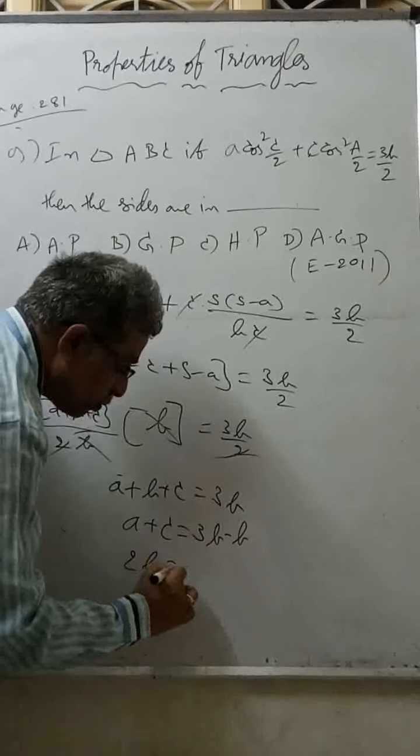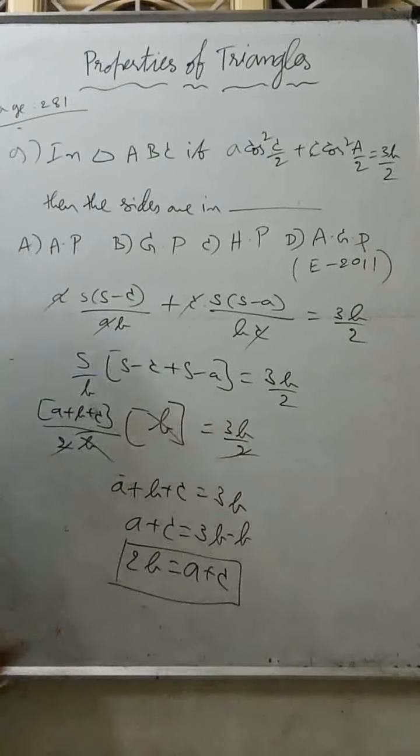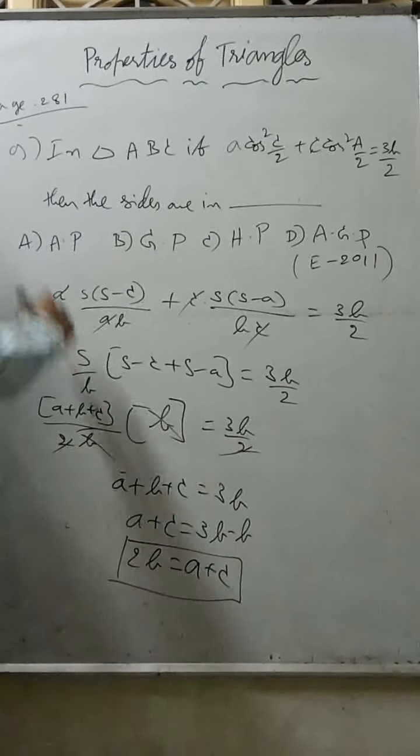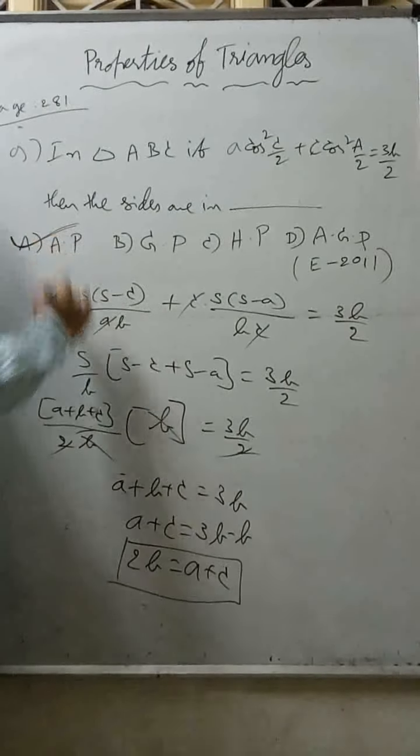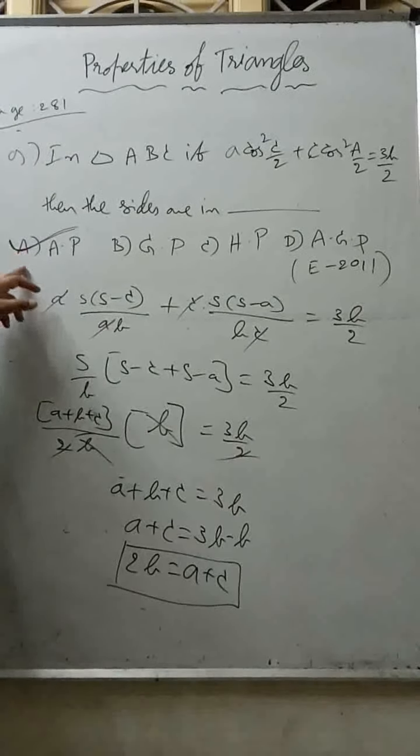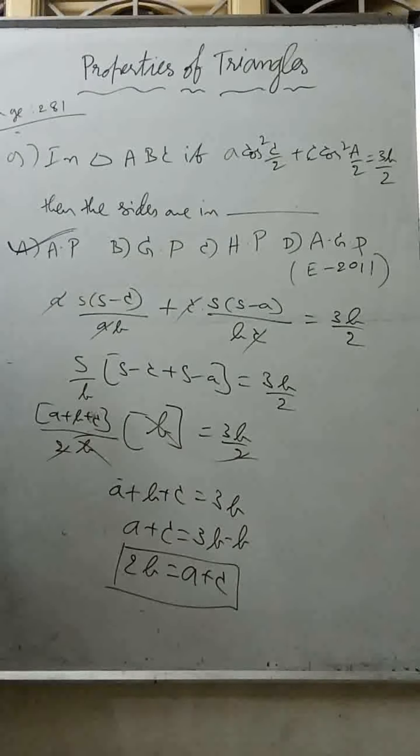So 2B equal to A plus C means they are in arithmetic progression. 2B equal to A plus C is called arithmetic progression. So our answer is option A.